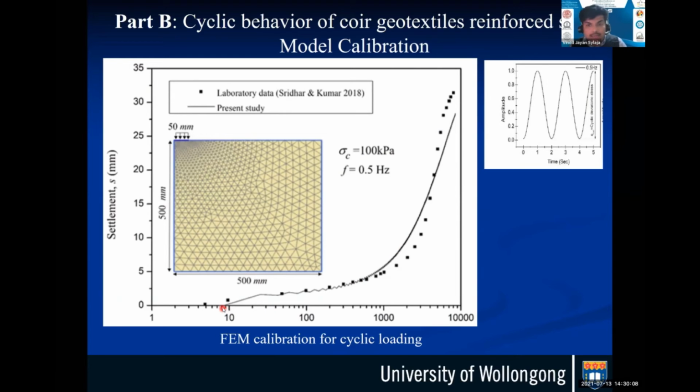You can see that with the new input that we have created, the subroutine developed in Plaxis, we could capture the settlements versus number of cycles, very similar to what has been reported by Sridhar and Kumar under cyclic loading condition for a cyclic stress of 100 kPa and with a frequency of 0.5 Hertz. It's a very, very small frequency for a traffic condition.